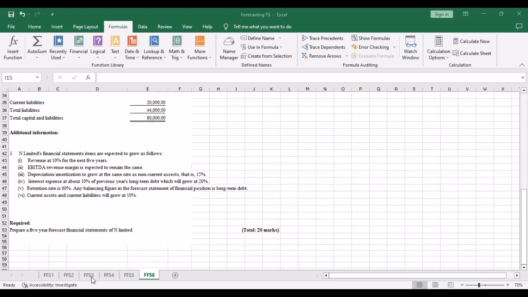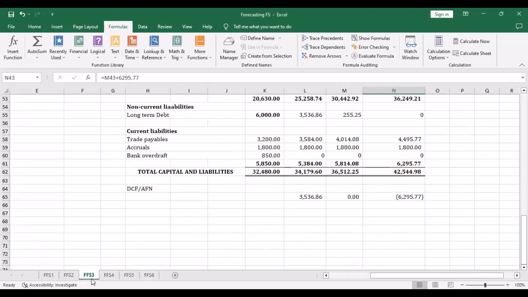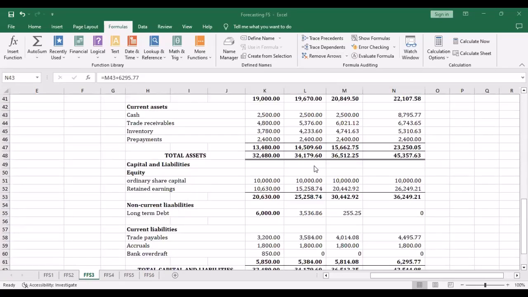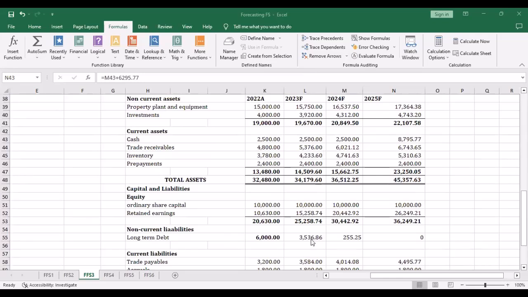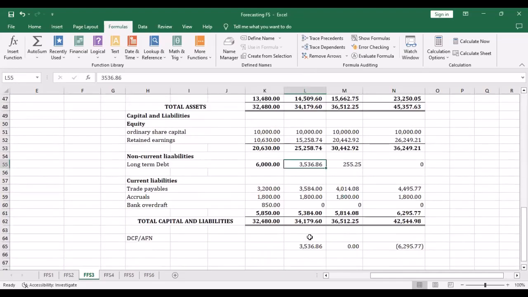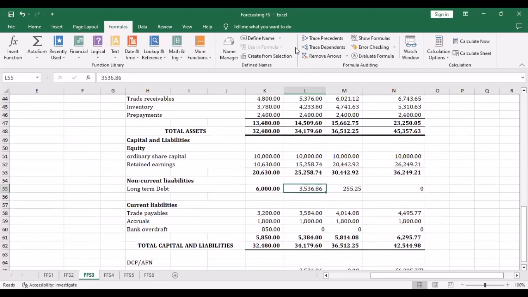So someone is telling me L52. Yep. I don't understand the L55 and N52.